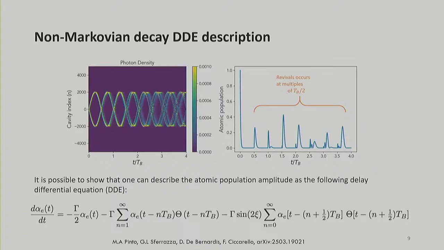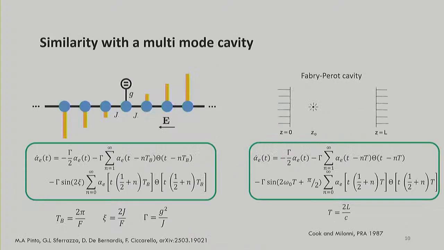And this is another interesting thing that we found: if you look at the literature, we can draw a similarity between this system and a multimode cavity. For example, in this paper from the late 80s, they found a very similar delay differential equation, where they have an atom emitting inside a Fabry-Perot cavity. So it's as if our system is creating effective mirrors inside the lattice.